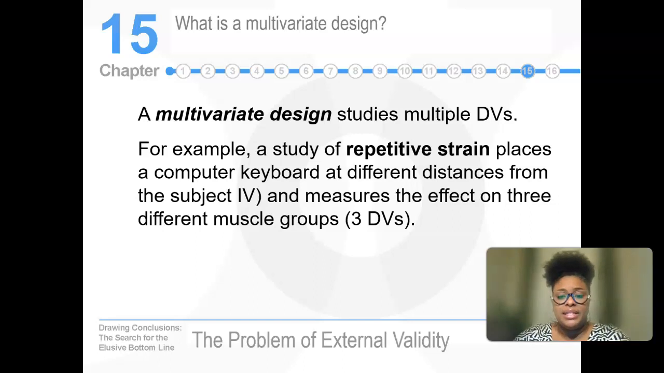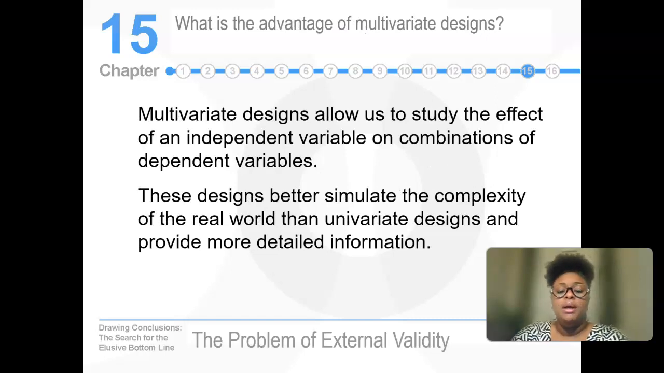And a multivariate design studies multiple DVs. So if we have multiple IVs, we may use an ANOVA, but in a multivariate design, when we have multiple DVs, we may use what is called a MANOVA. For example, a study of repetitive strain places a computer keyboard at different distances from the subject, the IV, and measures the effect on three different muscle groups, which would be the three DVs, and we would use this multivariate design. Multivariate designs allow us to study the effect of an independent variable on a combination of dependent variables.